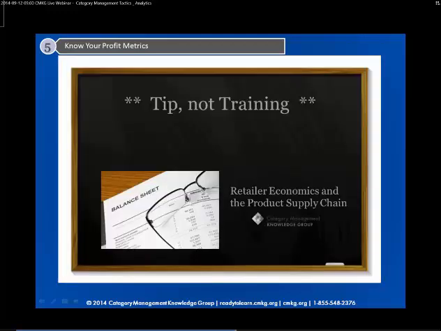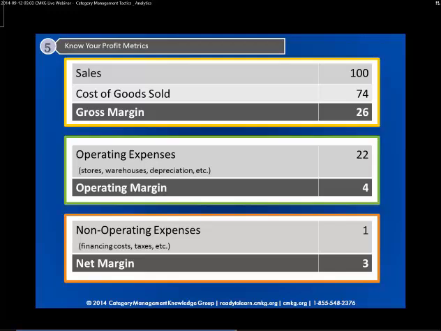After that, whoops, again, I'm click happy. You've got operating expenses. So in this example, we're including things like employee costs, warehouse and store costs, depreciation, and so on. So operating expenses are significant. So we now see a retailer's operating margin at 4%. And then non-operating expenses like financing, taxes, etc., add another 1%. And so we see a net margin of 3%.